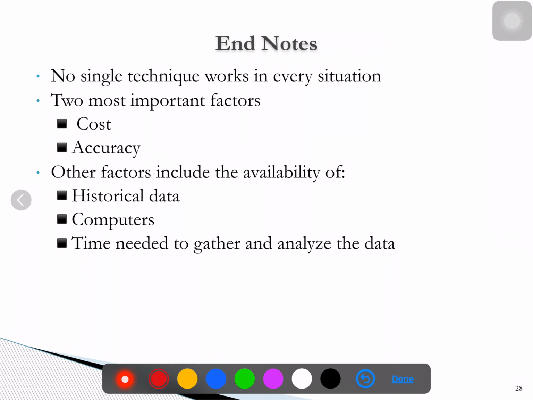The two most important factors we have to consider are cost and accuracy. Other factors include the availability of historical data, which we have to check. We need historical data, for example, to train models. We also have to use computers, and time is needed to gather and analyze data. We should have enough time to gather and analyze data. These are the end notes for forecasting techniques.